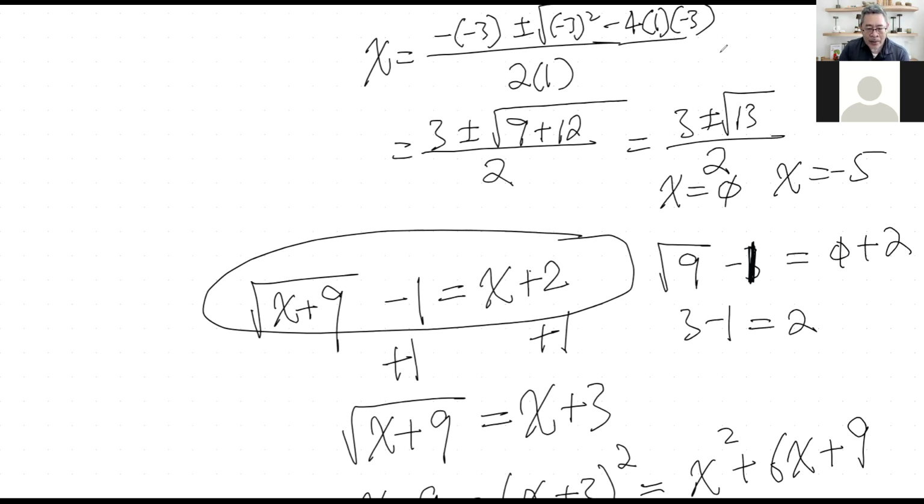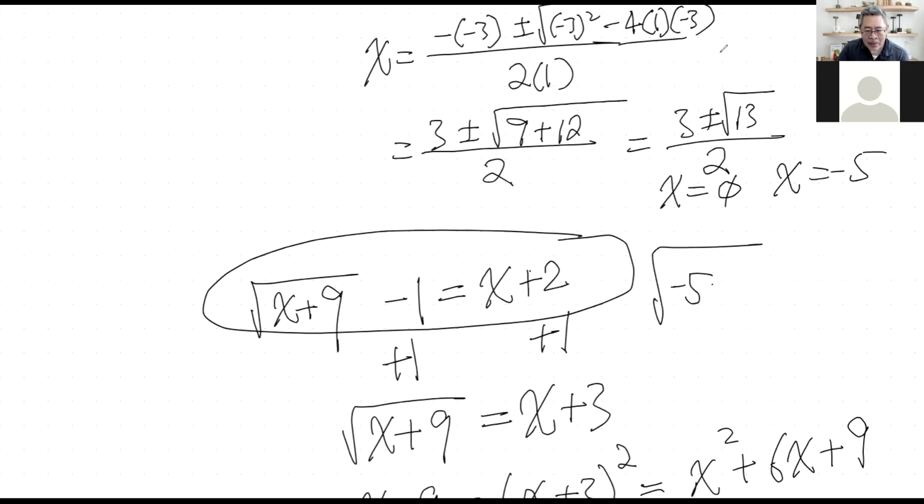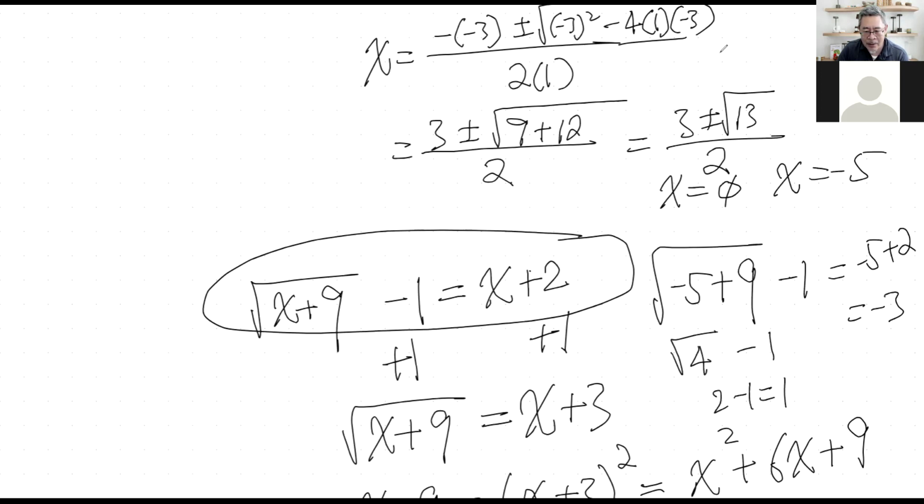And we can also plug in negative 5 in there, and you can see we are getting a problem here. The other side will be negative 5 plus 2, which gives us negative 3. But on this side is 4 minus 1, which is 2 minus 1, which is 1. And that definitely is not equal to negative 3. So therefore, this solution is a bogus solution, not a valid solution.